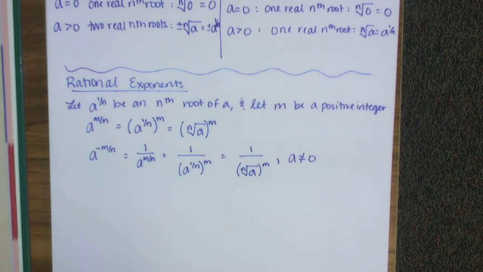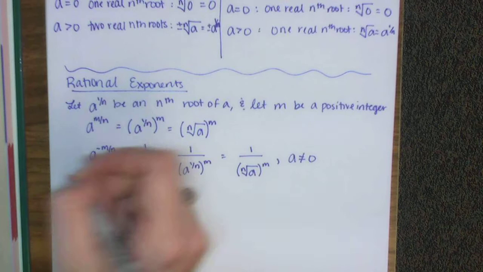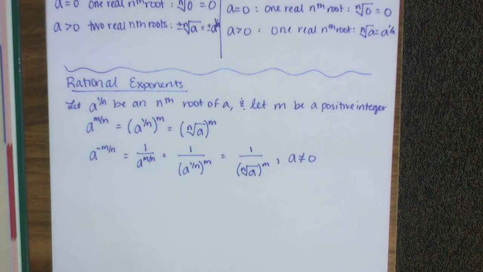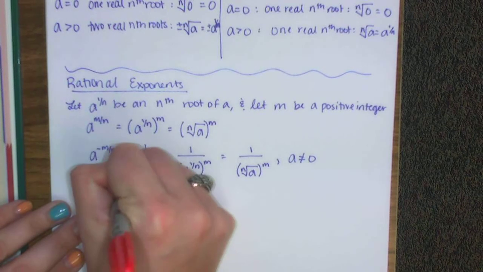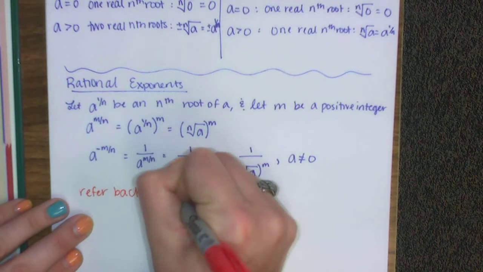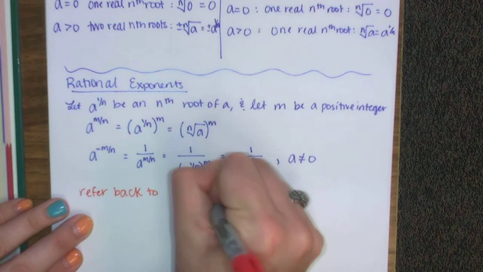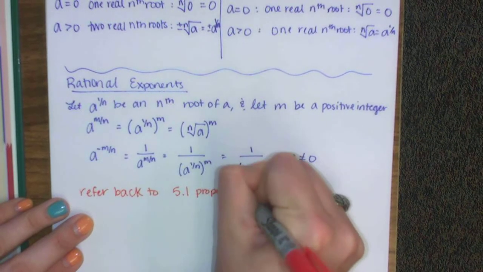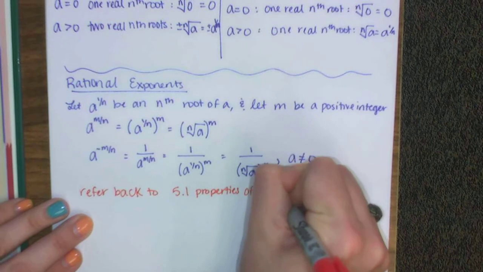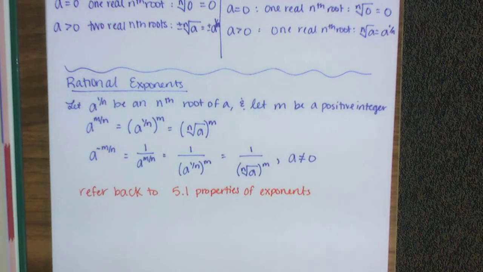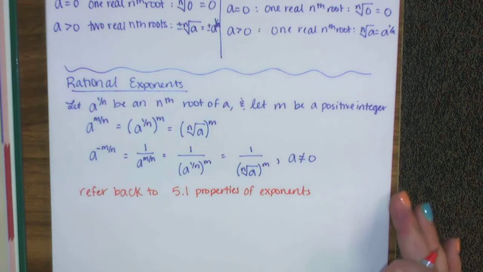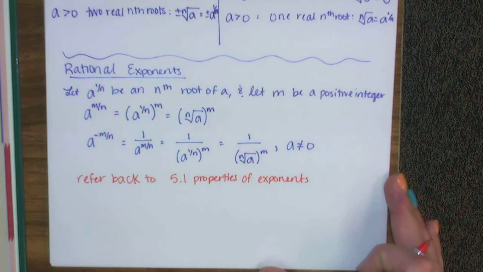Alright, so I just referred back to the rules of exponents. Keep in mind we had rules of exponents in chapter 5.1, called properties of exponents. So refer back to 5.1, properties of exponents, if you need a refresher there. I'm not going to take time to write them out. You have your book and you'll be able to do that.